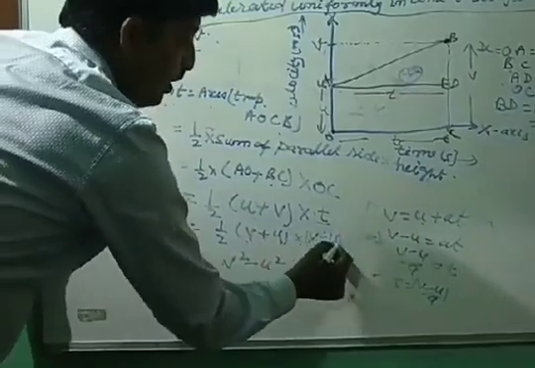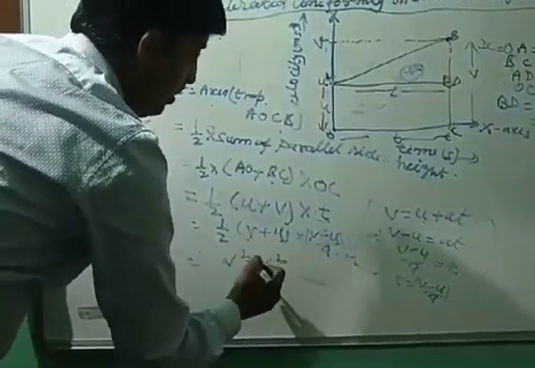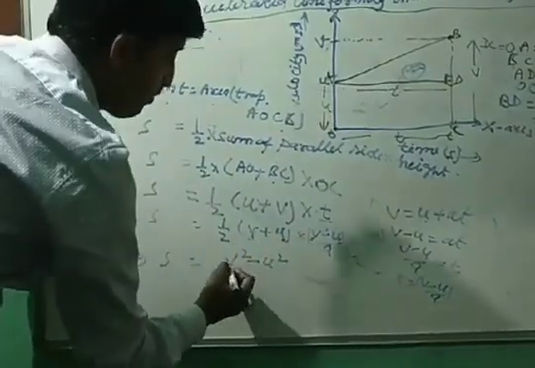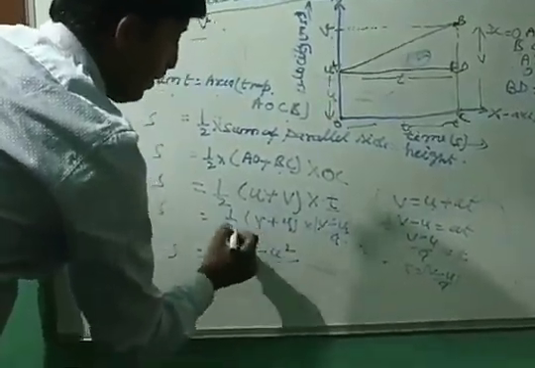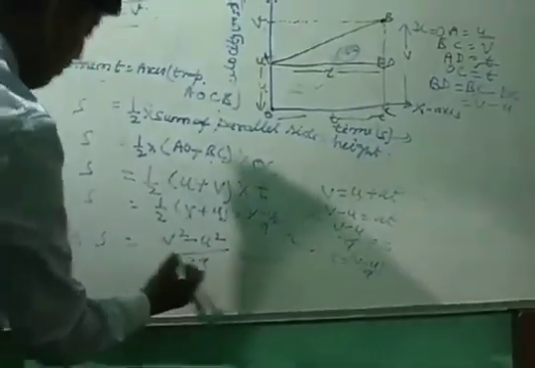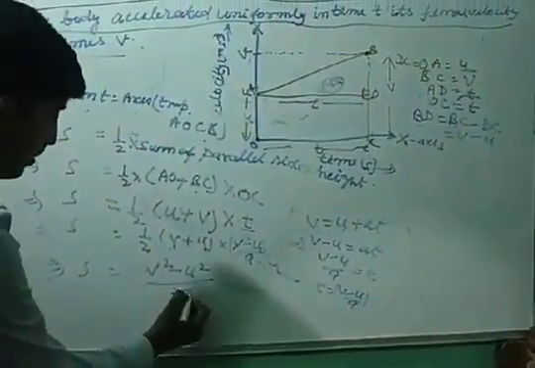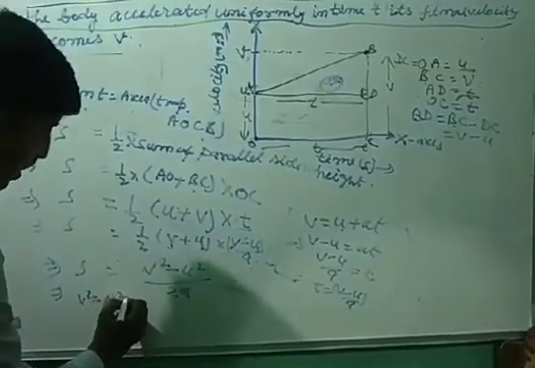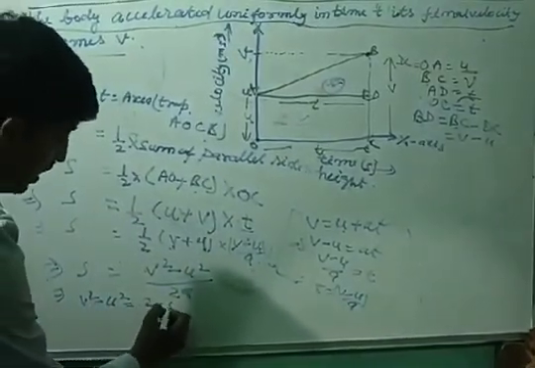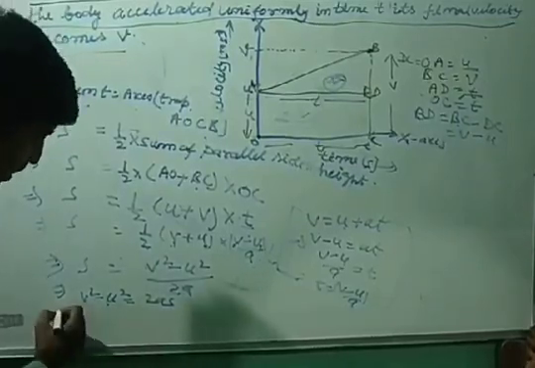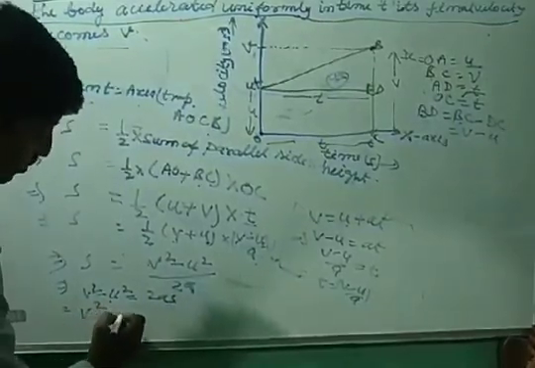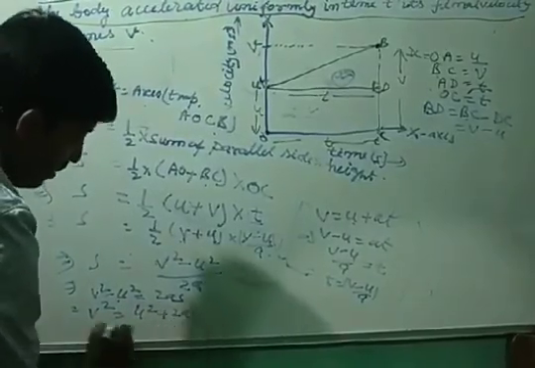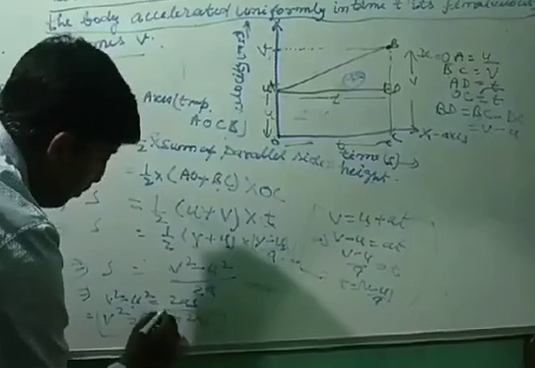divided by 2A. V plus U into V minus U is like A plus B into A minus B, and the formula for A plus B into A minus B is A square minus B square. So V plus U into V minus U becomes V square minus U square, by 2 into A, which is 2A. After cross multiplication it becomes V square minus U square is equal to 2AS. After putting U square on this side, it becomes V square is equal to U square plus 2AS. This is the third equation of motion.